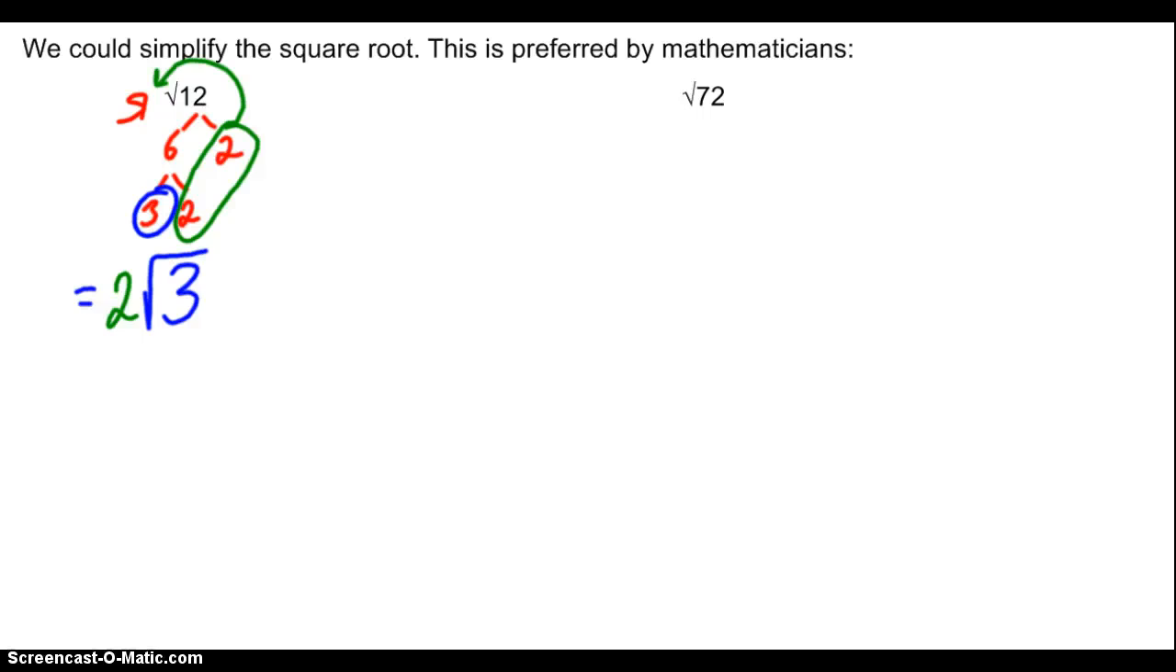One way I like to remember it is by saying that if a number has a friend, it can come outside of this little square root house and play out here. If it has no friends, it must stay inside the square root. So how would that look for the square root of 72?